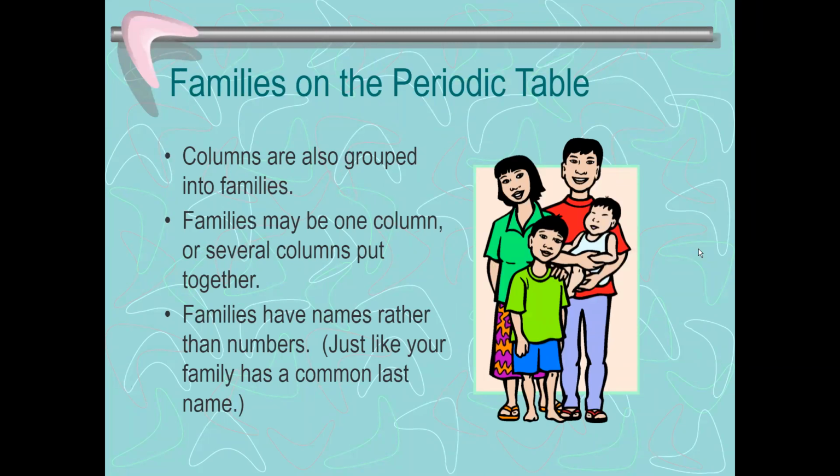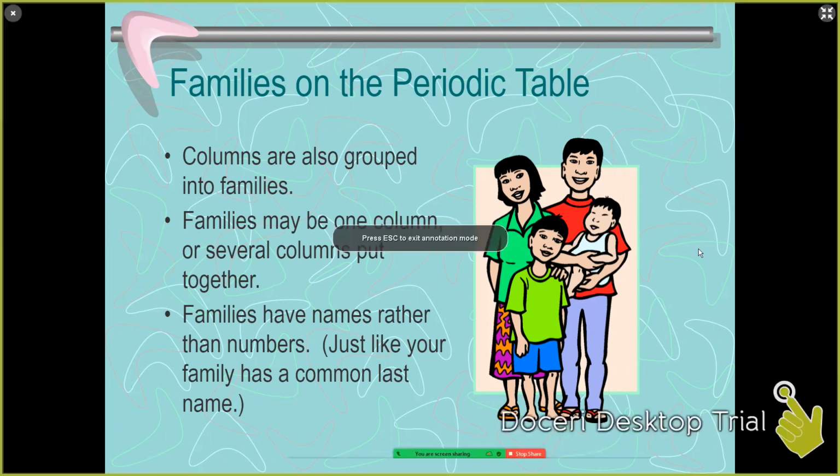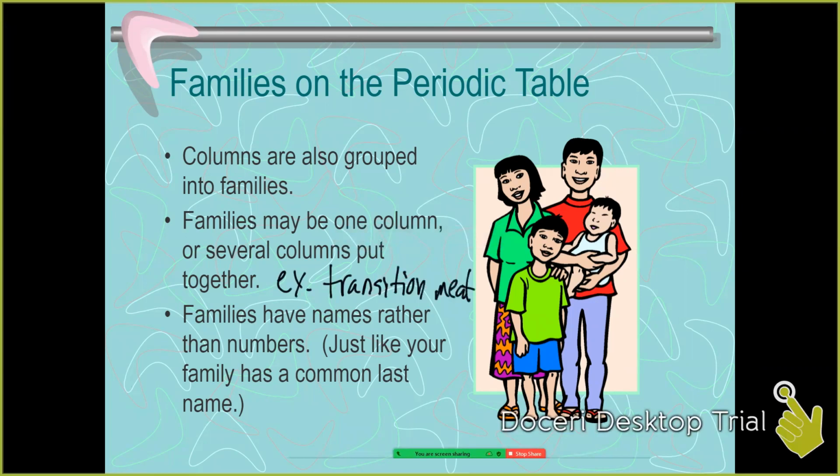Also, sometimes you'll see different families in the periodic table, and we're going to talk more about some of the families. We don't really deal with those nearly as much as the groups or periods, but a family may be made up of one group or may be made up of several groups. So for instance, the transition metals, those could be considered a family. Remember, transition metals are anything from group 3 through 12. That would be an example of a family.